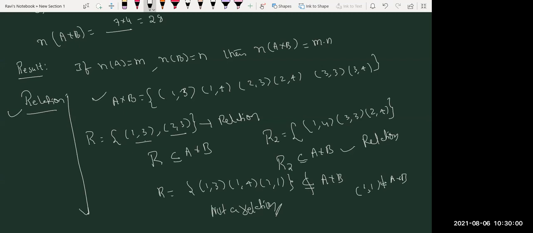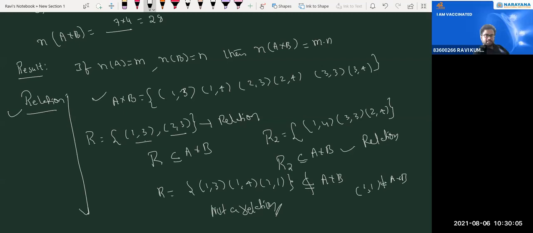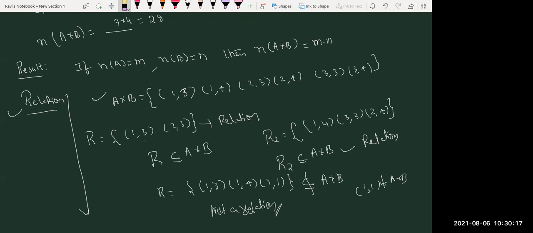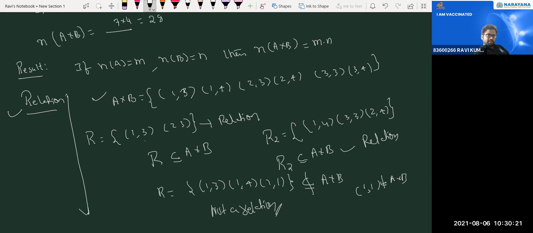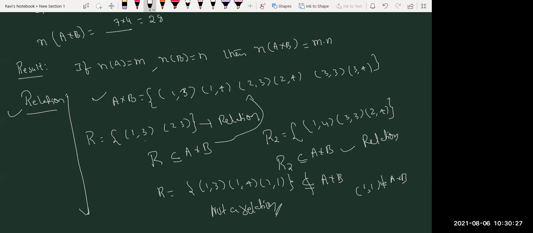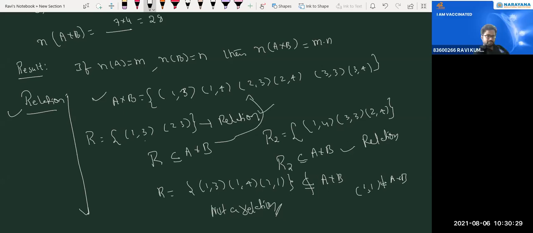See, from these ordered pairs, I have randomly chosen 2 ordered pairs. What are the ordered pairs I have taken? 1 comma 3 and 2 comma 3. Are 1 comma 3 and 2 comma 3 a subset of A cross B or not? Yes, sir. That is the meaning, it is a relation.